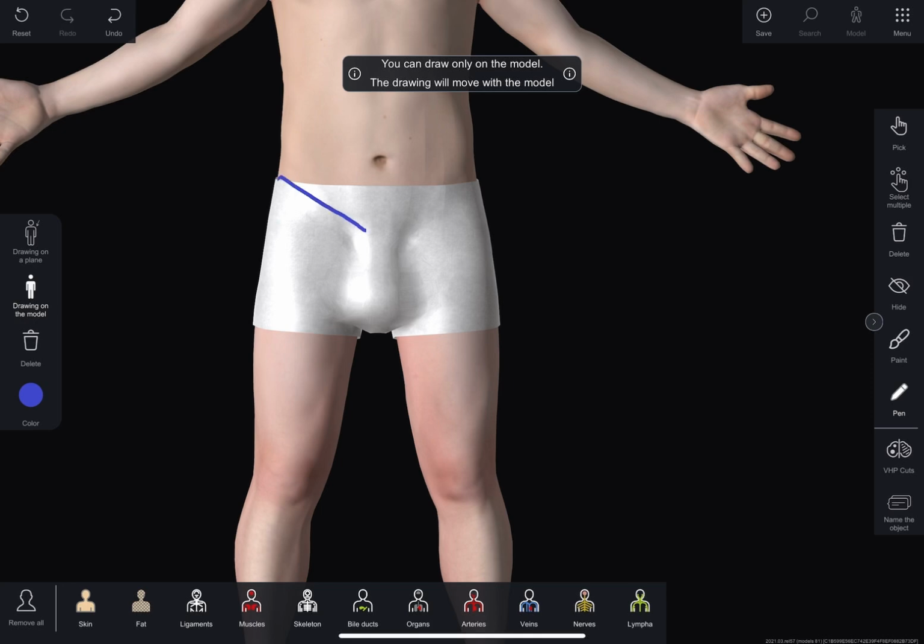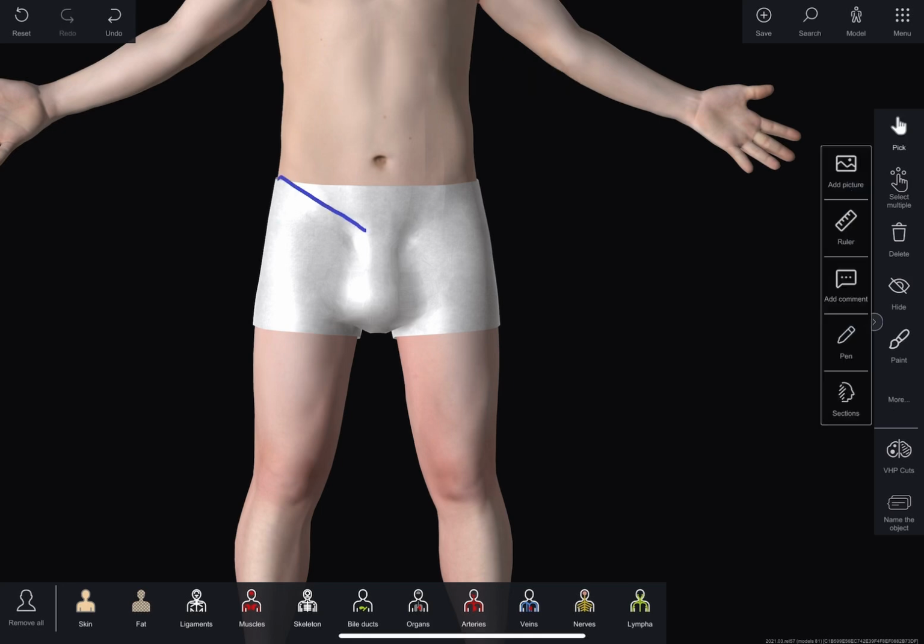Make a longitudinal incision about 8 to 10 centimeters long. Begin 2 centimeters below the inguinal ligament at the mid-inguinal point. Continue downward along the line of the femoral artery in the upper thigh, along the border of the sartorius muscle.